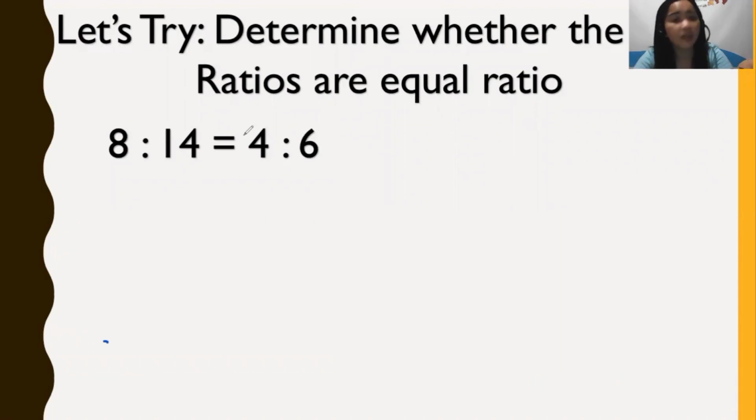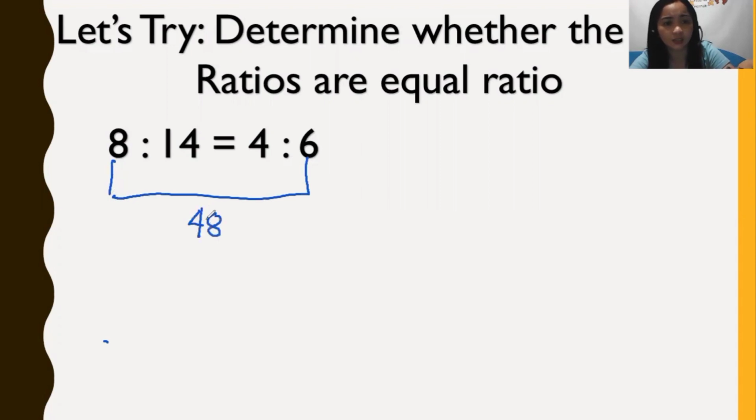Okay, time's up. Let's see if your answer is correct. Let us get the product of its extremes and the product of its means. Now, we have here the extremes. 6 times 8 is 48. And the product of the means, we have 14 times 4 is 56. Are they equal? Are they the same?